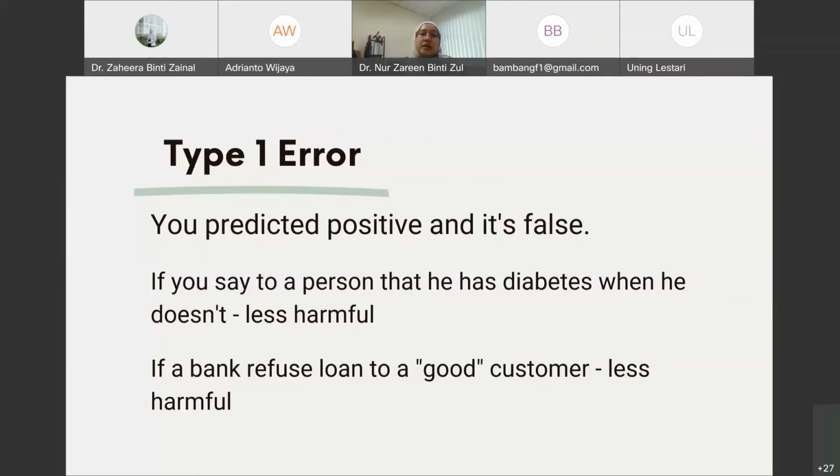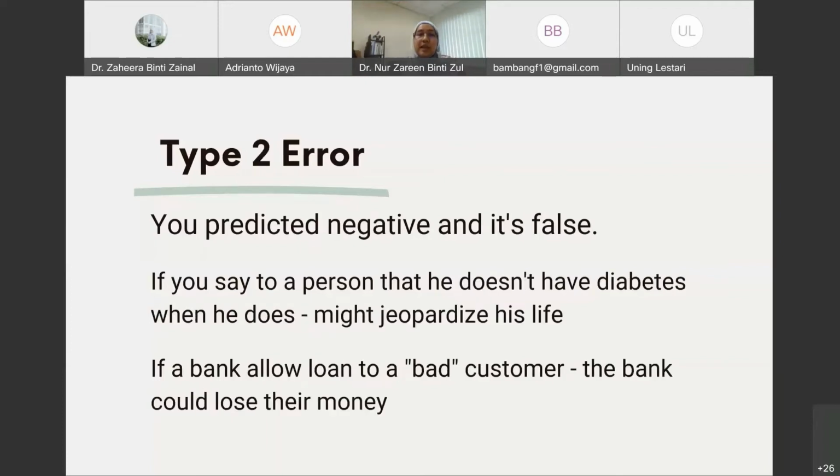And another example would be, maybe if you're saying a person is pregnant when she's not pregnant, also is less harmful compared to saying that the person is not pregnant when she is pregnant. Okay, so type 1 error is basically talking about when you say that it's positive, but it's actually false, right? So we would consider type 1 error as a less harmful error. Type 2 error is when you predict it as negative, but it's actually positive. So type 2 error is false negative.